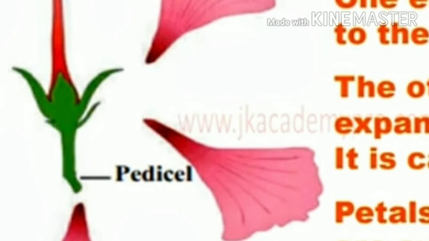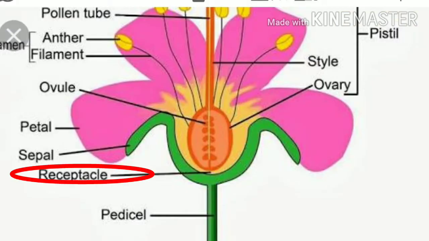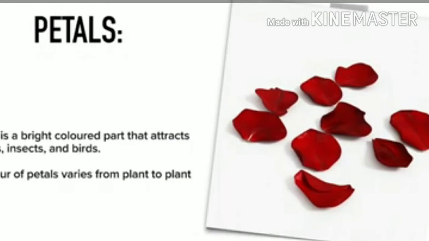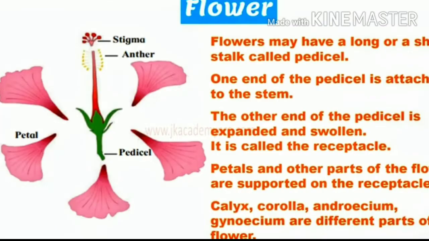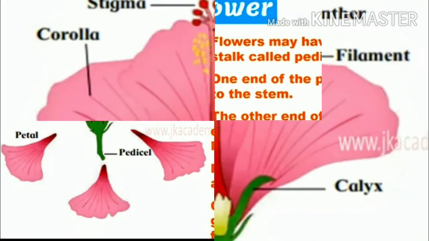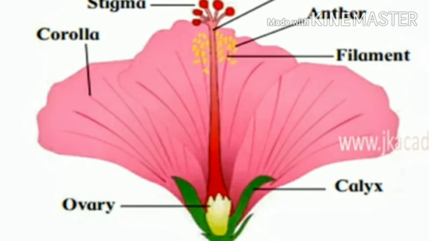It means one end of the pedicel is attached to the stem and the other end of this pedicel is expanded and swollen. Here, swollen is a past participle of swell, and it is called a receptacle. Now, petals and other parts of the flower are supported on the receptacle. That is, all the other parts of the flower grow from this part. Now, calyx, corolla, androecium, gynoecium are different parts of a flower. So, let's learn them one by one.